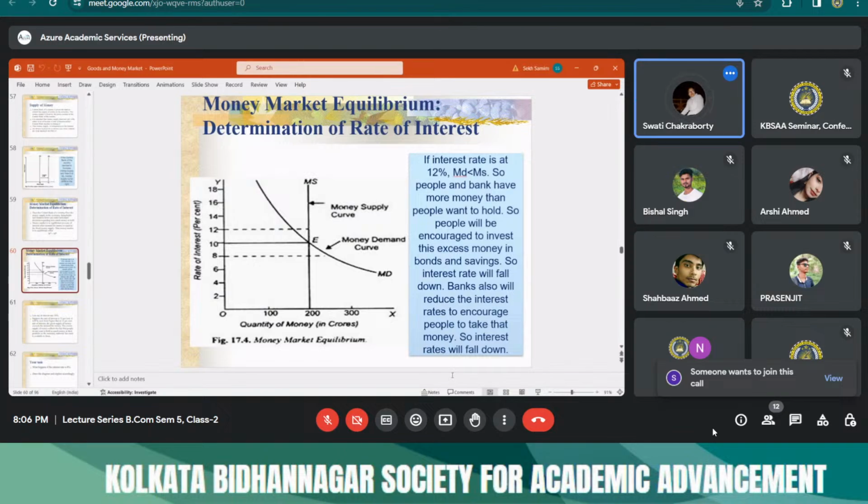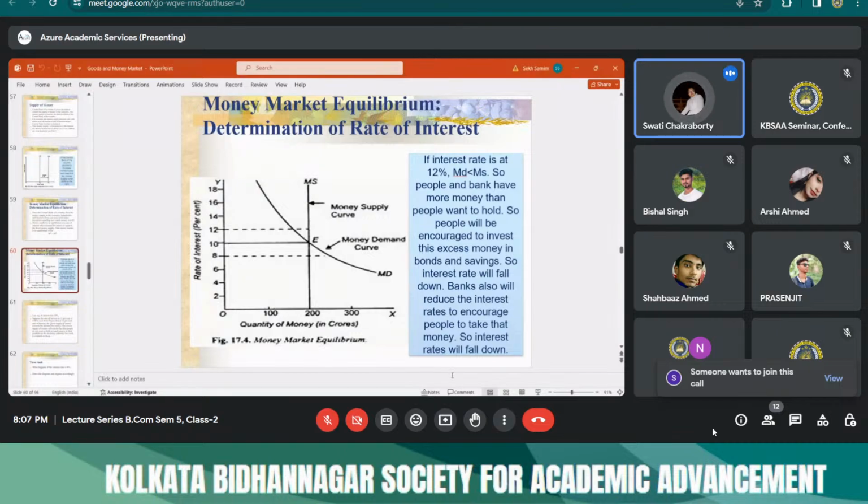Now when you start earning less, then you don't want to invest, then you want to hold money. So the rate of interest goes down till people start holding more money, they sell off their assets and start holding more money. It goes on, the rate of interest goes down till it comes to the equilibrium situation, point E, where the money demand is equal to money supply.